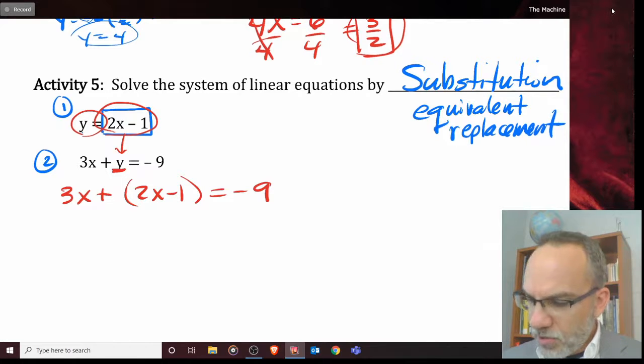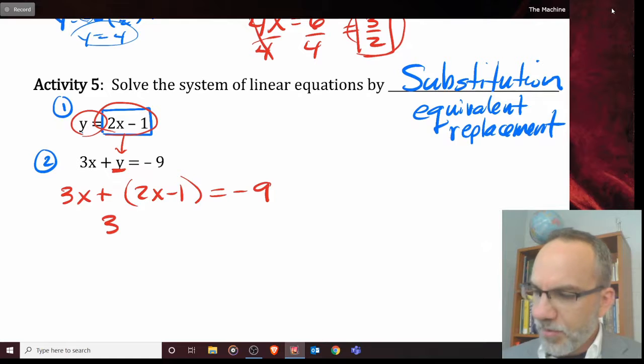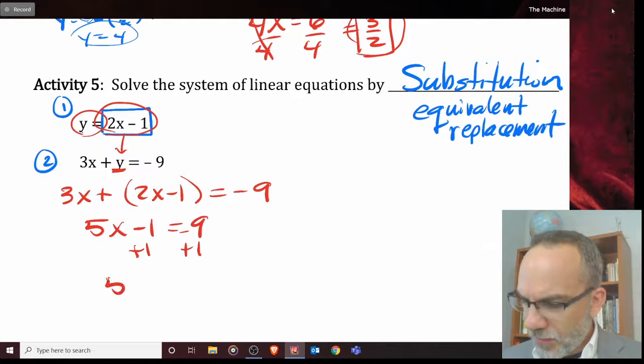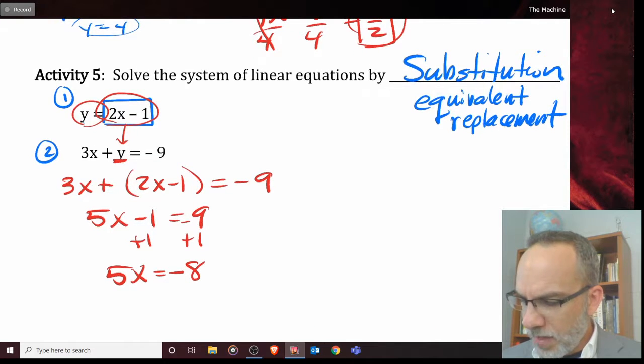So 3x plus 2x minus 1, this gives me, oops, telling you, must be Monday. 5x minus 1 is equal to negative 9. So if I'm going to add 1 to both sides, I'm going to get 5x is equal to negative 8. Now I'm going to divide both sides by 5. Whatever x is, it's equal to negative 8/5.